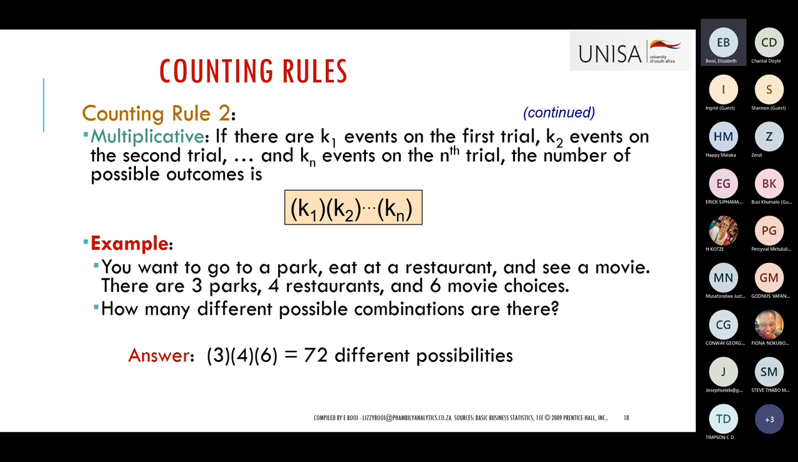If I have to go to a park, eat at a restaurant, and see a movie, and there are 3 parks, 4 restaurants, and 6 movies, how many different combinations can I do in order to do all this? It will be a multiplication of each trial: 3 times 4 times 6. That will give me the different ways I can visit all 3 of them, or do all 3 events. And that is the multiplication rule.